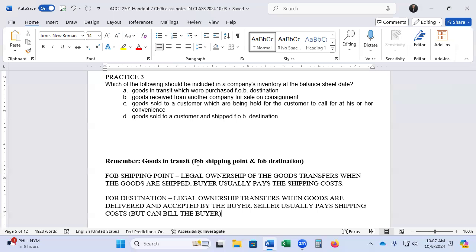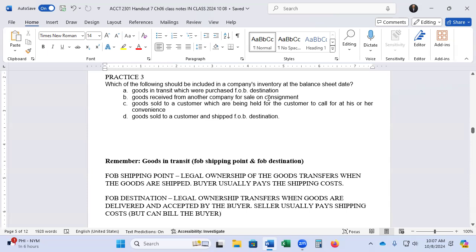Okay, so let's keep that in mind as we go back and we think about what should be included in the inventory. So this is goods in transit, which were purchased FOB destination. So this means they're on the way, but they have not arrived yet as of the year end. These are properly excluded. They should not be included.